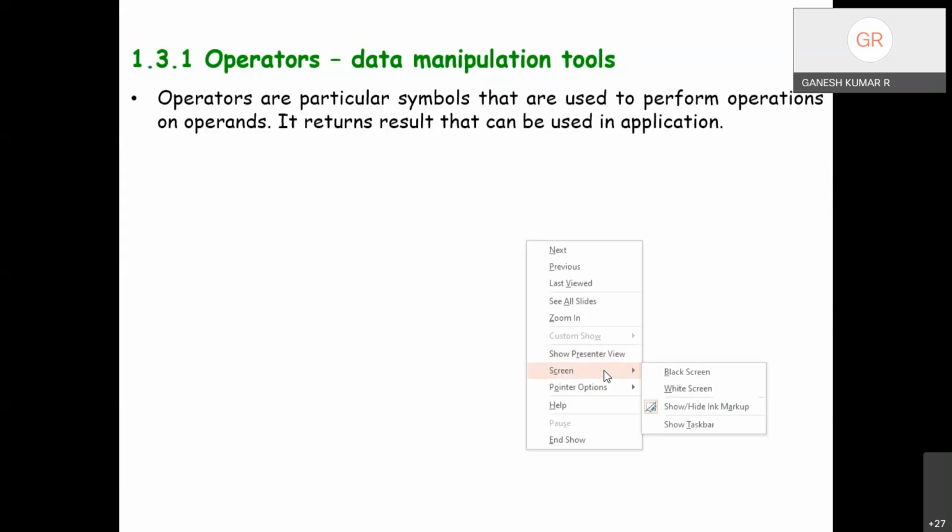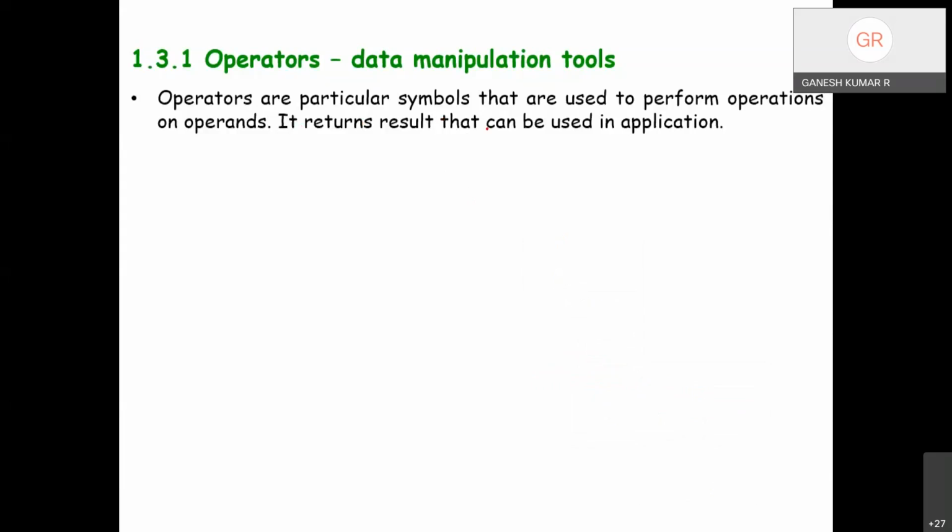The result could be in the form of output on the screen. The returned results are displayed, or it returns a result that can be used in the application. A simple example, 4 plus 5. So plus is an addition operator which takes two values, operands. Operands are nothing but data, data supplied to the operator, the symbol. It manipulates the two values and returns the result, which is displayed on the screen, printed, or used in any application.